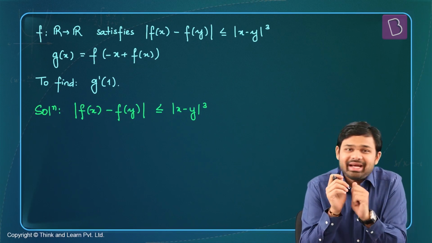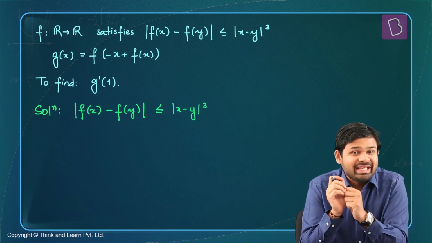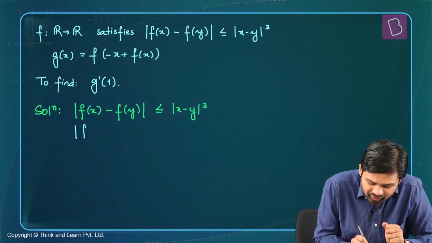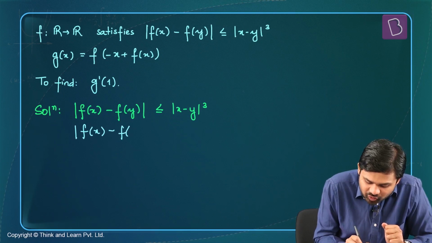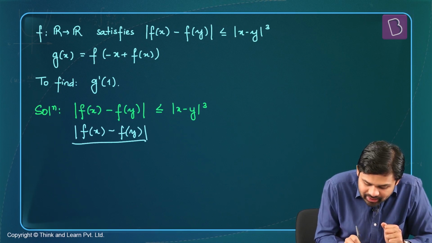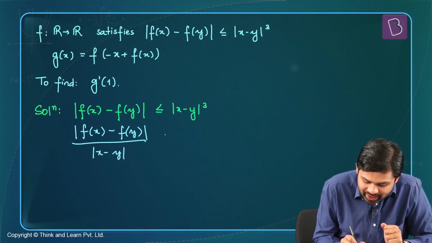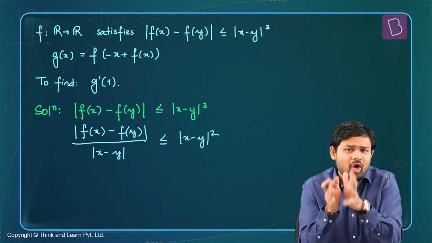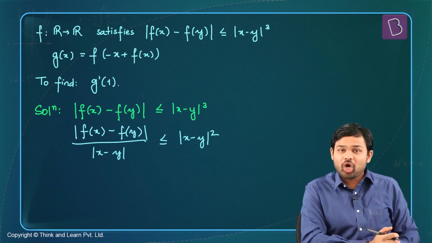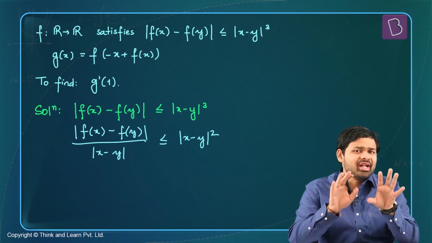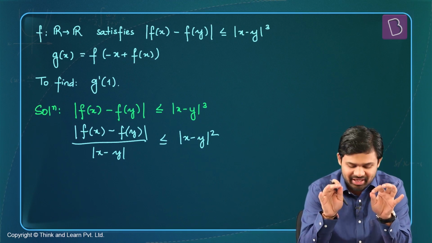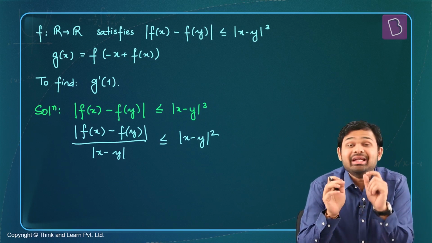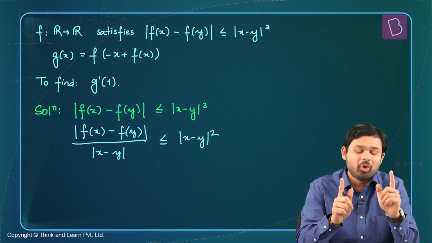What I'm going to do is rewrite it in a way from where you can very easily identify derivatives. I'm going to rewrite this as mod of f of x minus f of y divided by the mod of x minus y less than or equal to the mod of x minus y the whole square. What I did is I brought one mod of x minus y to the denominator on the left hand side, and now a lot of you will start seeing a derivative. F of x minus f of y divided by x minus y. What is missing? A limit is missing. So we're going to take limit on both the sides.